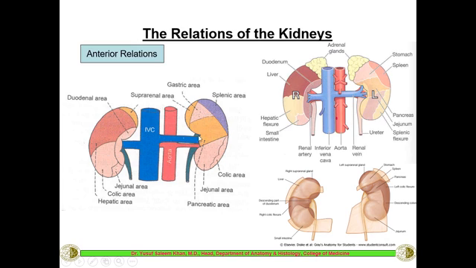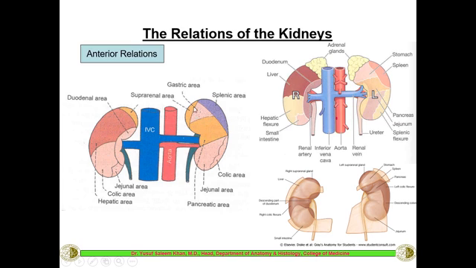Then a very important relation near the hilum will be the pancreas. Very important relation, especially the tail of the pancreas. So here it will be in relation to the pancreas, as well as the spleen, as well as the hilum of the kidney. Here there will be a very important ligament called the renal ligament.